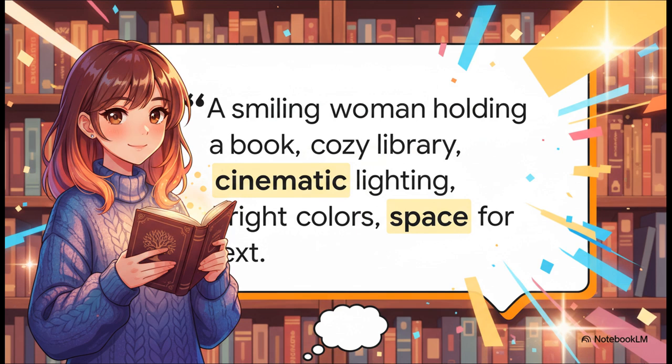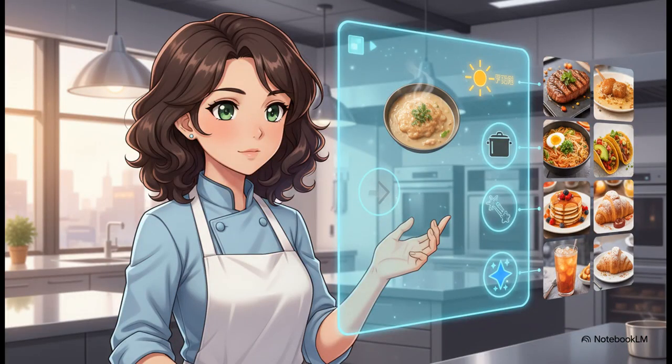Cinematic lighting, bright colors, there's our style and mood. And then text space for title, that's our composition. See, every single part of that prompt maps right back to those 3 steps. It's that simple. The secret sauce here really is being specific.